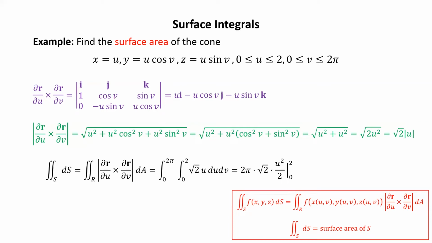This is a pretty straightforward integral. We could do it as a product of the dv integral and the du integral. The dv integral just gives 2 pi, and the u integral is just a power rule, so it's just u squared over 2 from 0 to 2. And of course, we're multiplying by the constant root 2. So when we plug the 2 into u squared over 2, we get 4 over 2, which is 2. Multiplying, we get 4 pi times root 2, or 4 root 2 pi.